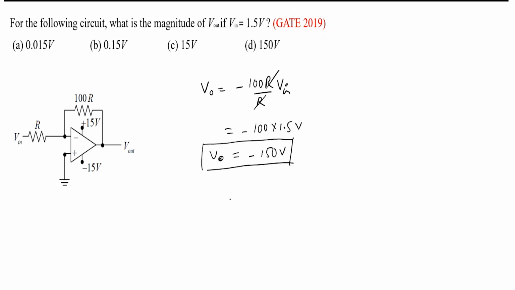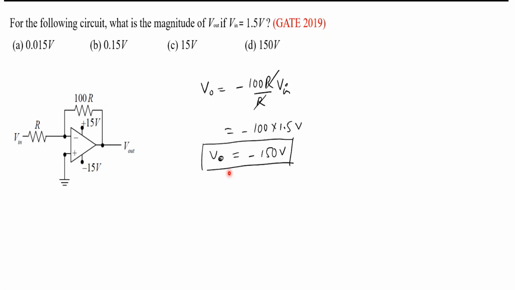A, B, C, D. Option D. So actually the minus sign is missing. Okay, minus is missing. Fine. They are asking only the magnitude. See the question, only the magnitude.